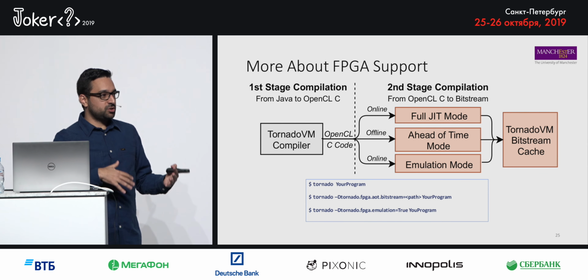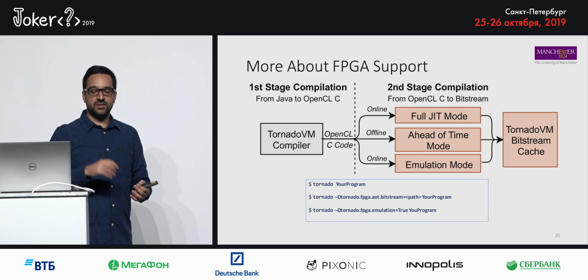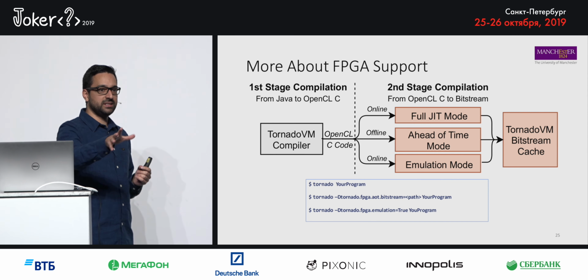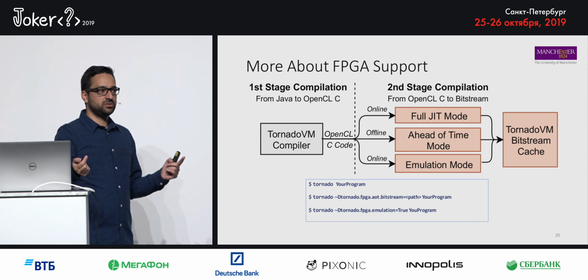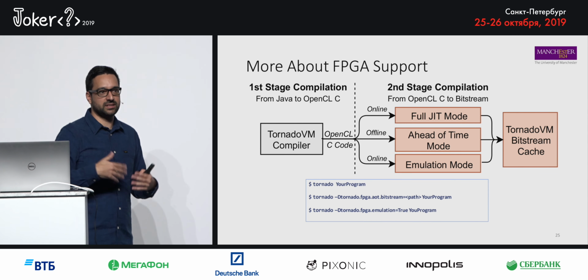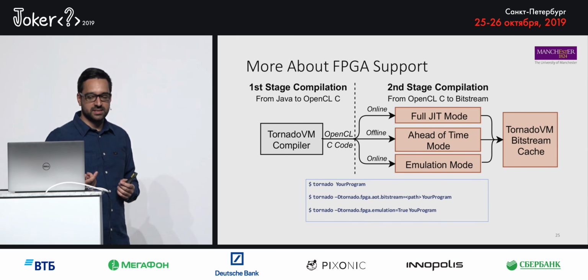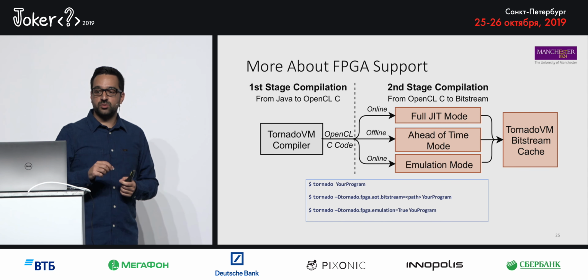If you don't want that, because you have low latency requirements, we have ahead of time. So basically, you pre-compile the bitstream, which is like the binary for the FPGA. And then, with the second run, you just load it. And that's fast, okay? That's a matter of milliseconds. Then we have another mode, which is quite interesting.